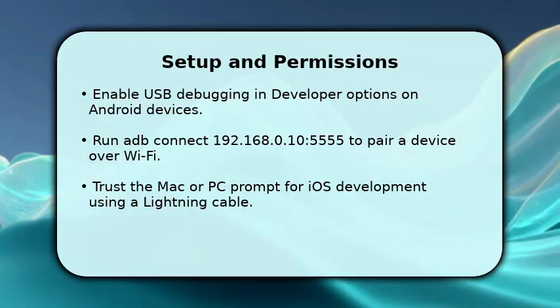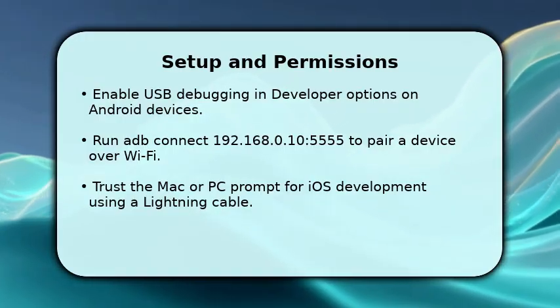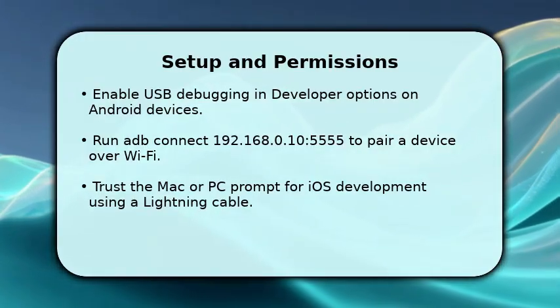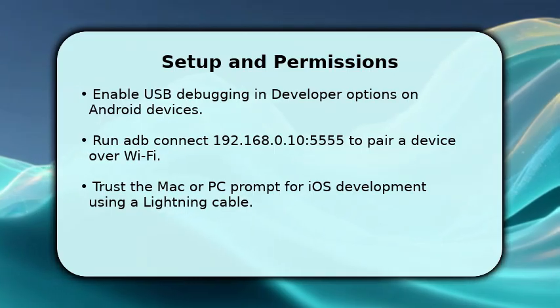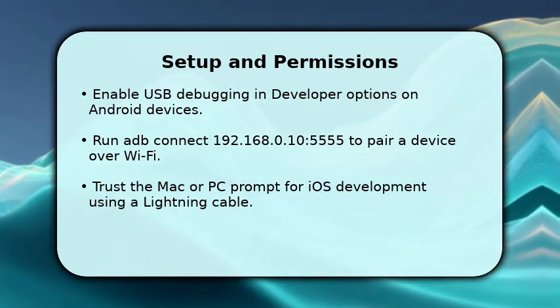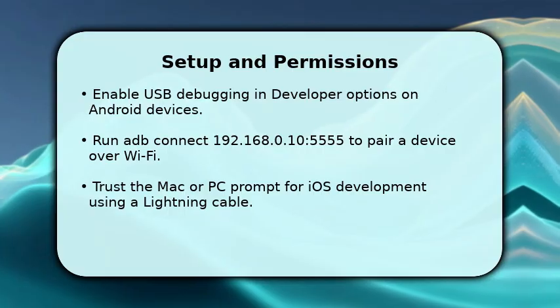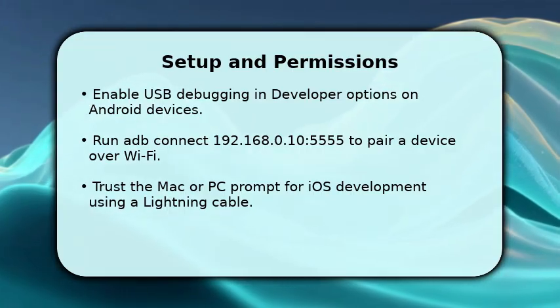First, prepare your devices and host machine for development and permissions. Enable USB debugging and developer options on Android devices. Connect the phone via USB to confirm drivers and ADB visibility with flutter devices.